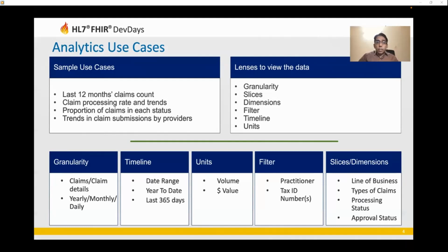So there can be a grain difference. There can be a timeline which we need to handle. Maybe it's just year to date, or the entire last year, or a quarter or month, or any custom date. At the same time, I want to look at the data in different units, like just the count or the dollar value attached to these claims. Similarly, there may be a filter where I'm just looking for one particular line of business or one particular provider. And when all this data comes back, I may want to plot it with different slices like line of business or processing status. These are the different requirements we need to handle when we share the analytical data.